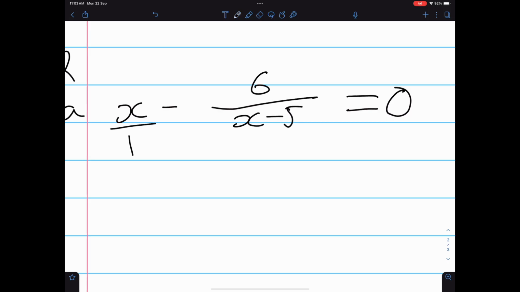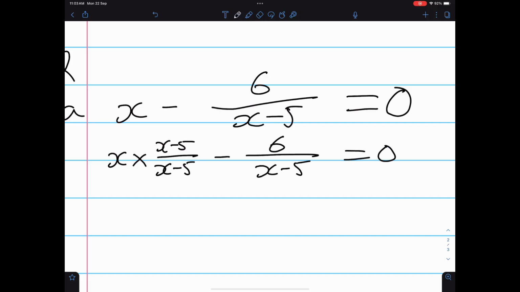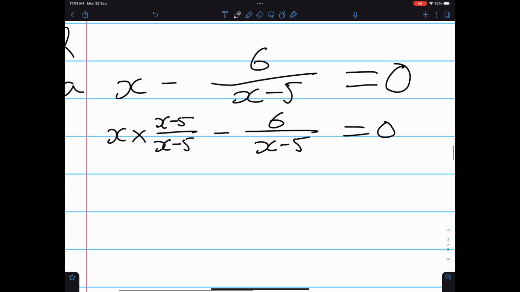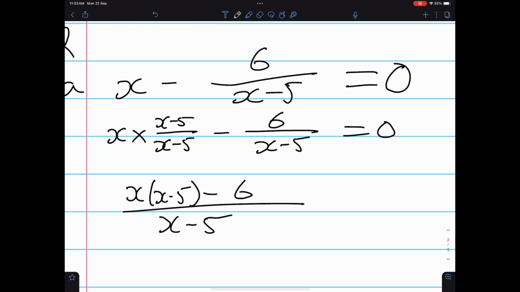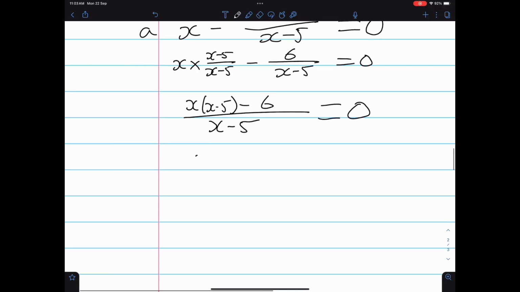Over here, this denominator is 1, so we don't really need to worry about it, but what we would do is x multiplied by x minus 5 over x minus 5, minus 6 over x minus 5, which is equal to 0. And so now we get x times (x minus 5) minus 6, all over x minus 5, which is equal to 0. And if we expand this, x squared minus 5x minus 6 over x minus 5 equals 0.